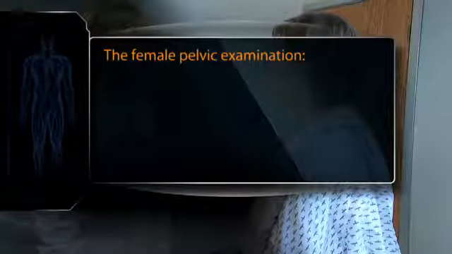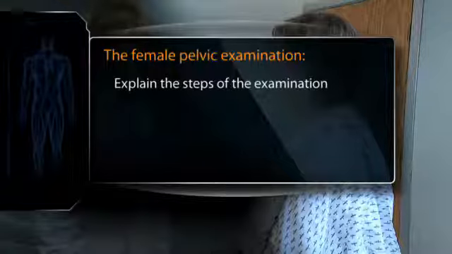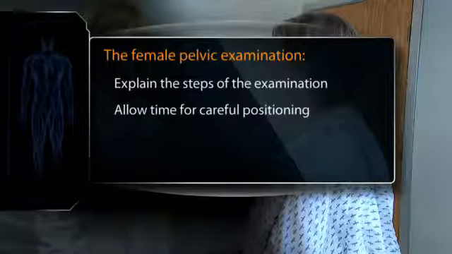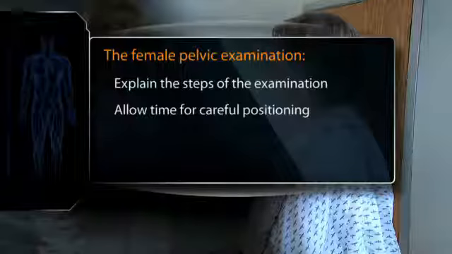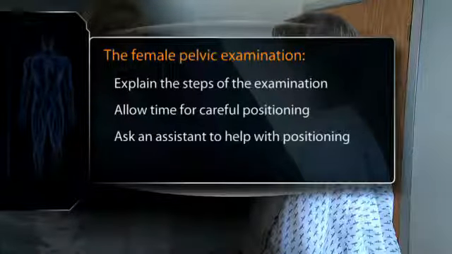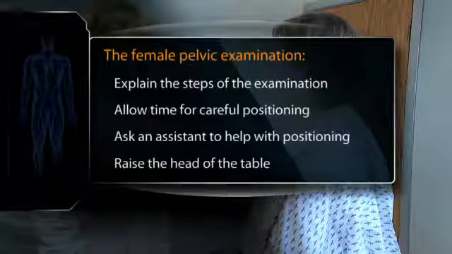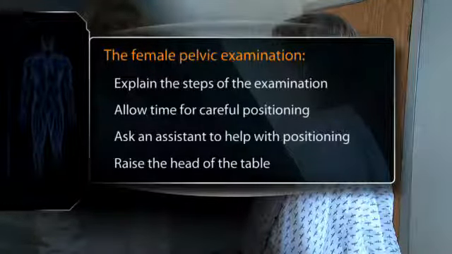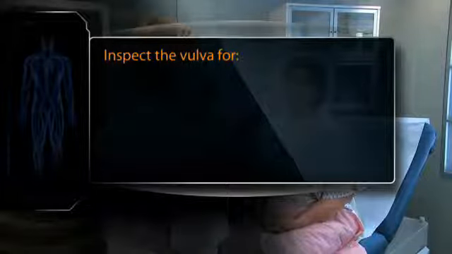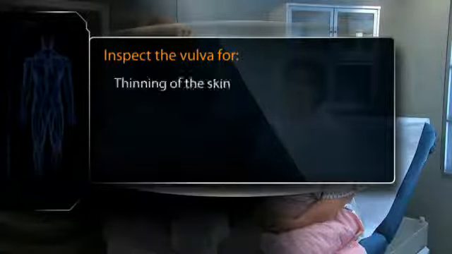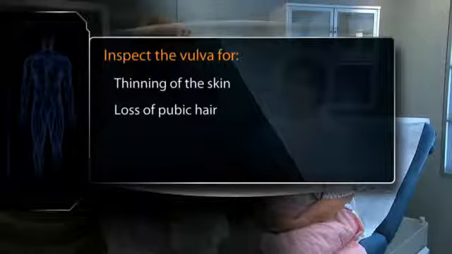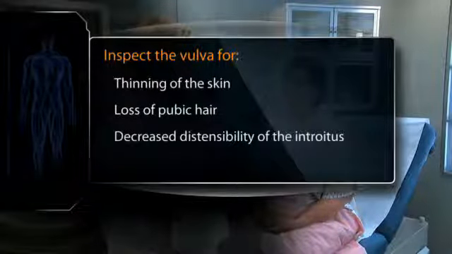For the female genitalia and pelvic examination, take special care to explain the steps of the examination and allow time for careful positioning. For the woman with arthritis or spinal deformities who cannot flex her hips or knees, ask an assistant to help with positioning the older patient and raise the head of the table to make the examination more comfortable. Inspect the vulva for changes related to menopause, such as thinning of the skin, loss of pubic hair, and decreased distensibility of the introitus.